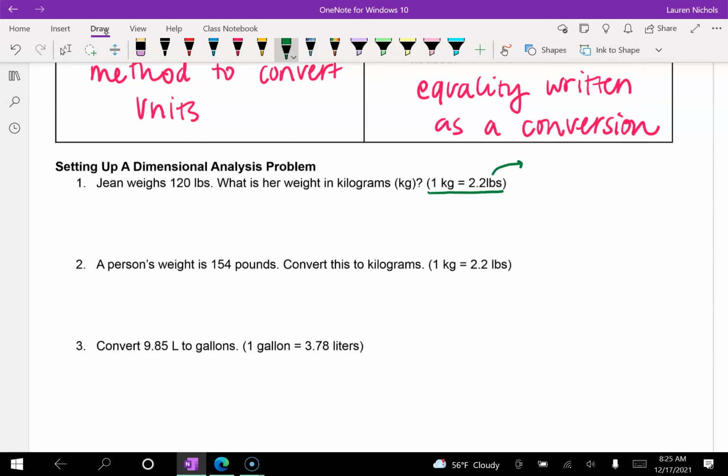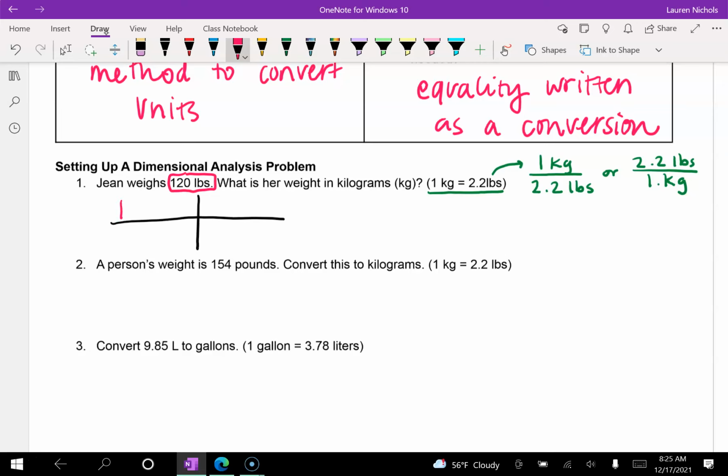That equality can be written as a conversion factor, 1 kilogram over 2.2 pounds, or as 2.2 pounds over 1 kilogram. We just have to decide which one to use. When we set up our conversion, I call this a T-chart, and we take what is given to us, in this case our 120 pounds, and put it in the top left. We need to get rid of the word pounds, so it has to appear at the bottom.